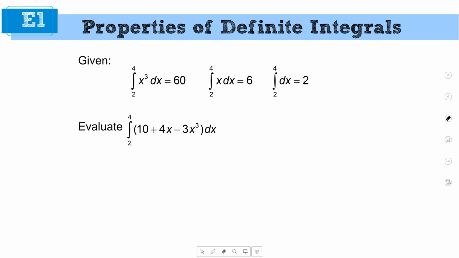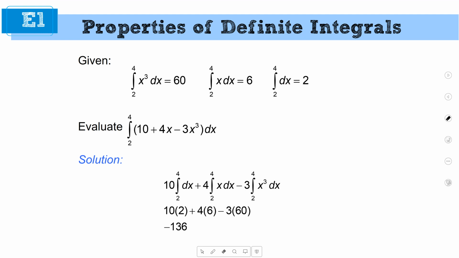So if I just break this puppy into all the different parts, I get this. So this 10 is the same thing as the antiderivative of dx with a 10 out in front, because I can move the constant out in front. The 4x is the same thing as a 4 being out in front with an x dx. And then I just move the negative 3 out in front for the cubic. I know what the cubic is, I know what the x dx is, and I know what the dx is. Plug and chug and get my answer.